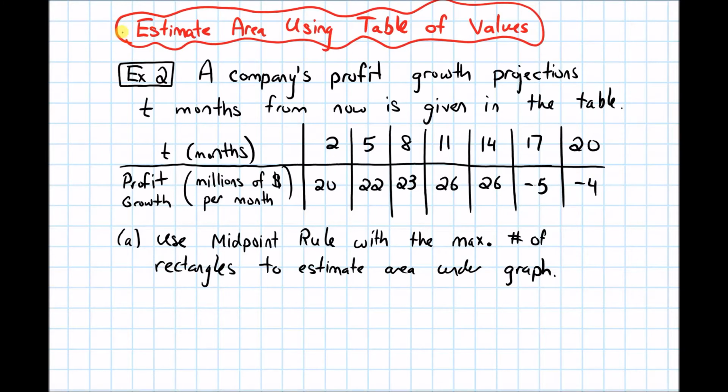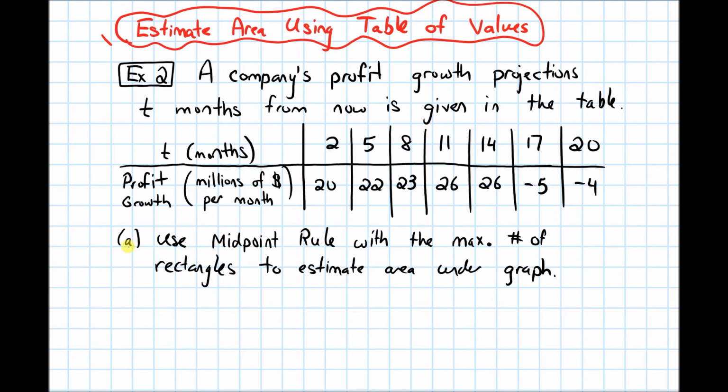In this video, we'll talk about how to estimate the area under a curve using a table of values. So I want to begin with an example. This says that a company's profit growth projections T months from now is given in the table. So this table on the top row keeps track of T, which is measured in months. And the bottom row keeps track of the profit growth, which is measured in millions of dollars per month.